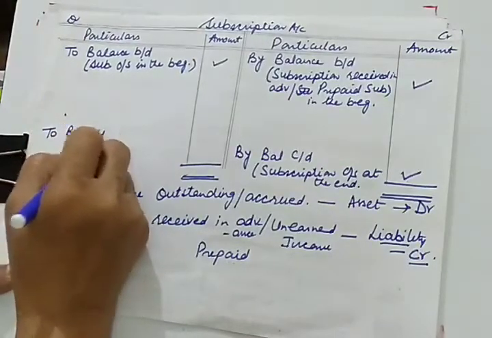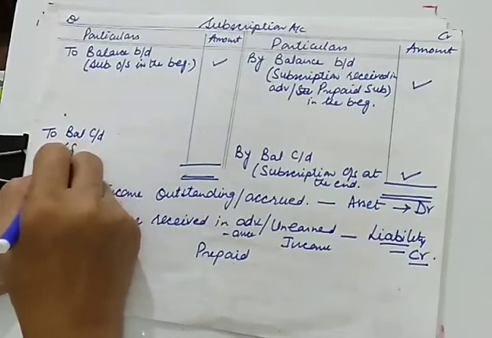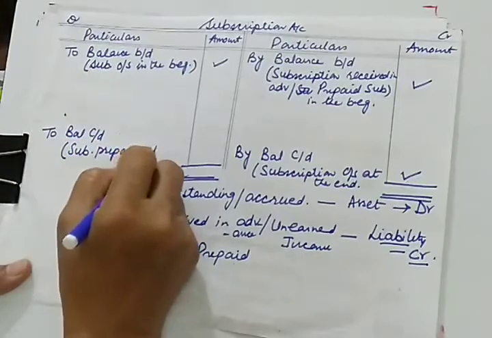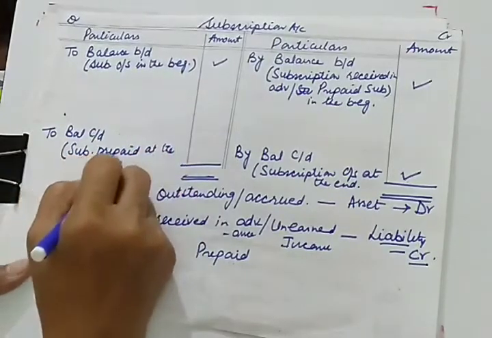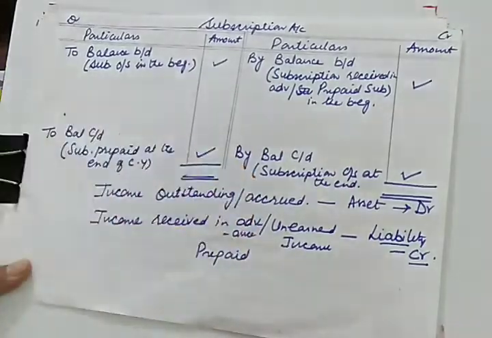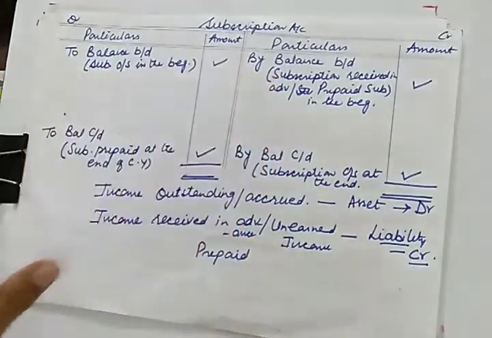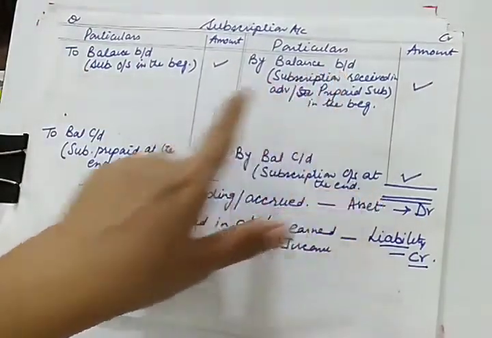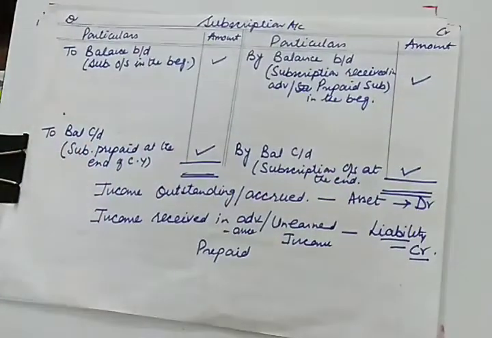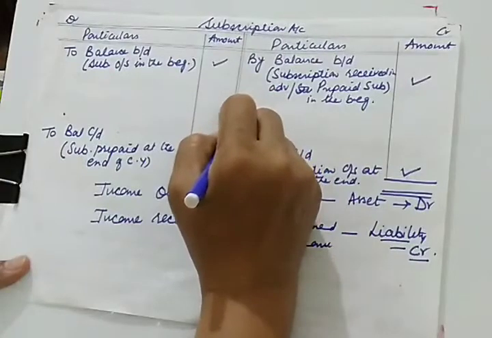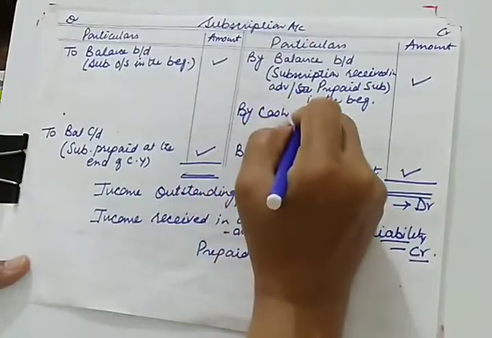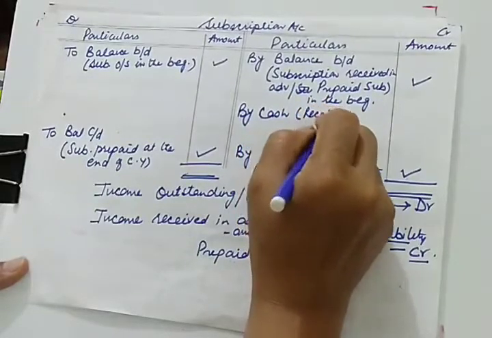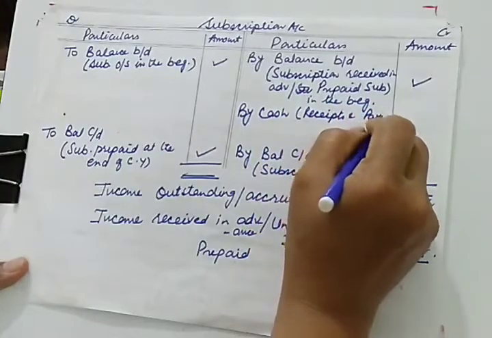To balance carried down. So here subscription prepaid at the end of current year will be written here. So I hope all these four items must be clear to you. If opening balance is written here, then closing balance will be written here. Likewise, if opening here, then closing on the opposite side. And then I'll be writing by cash. This is as per the subscription which we received during the year according to receipts and payment account.